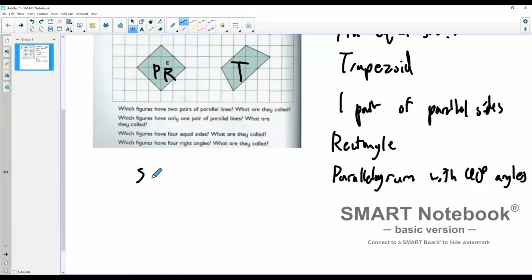And lastly, we have a square. A square is a rectangle plus a rhombus. So it's a combination of both, which means that it's a parallelogram. It has 90-degree angles, and all the sides are equal. So we are going to start off with some pretty basic questions.